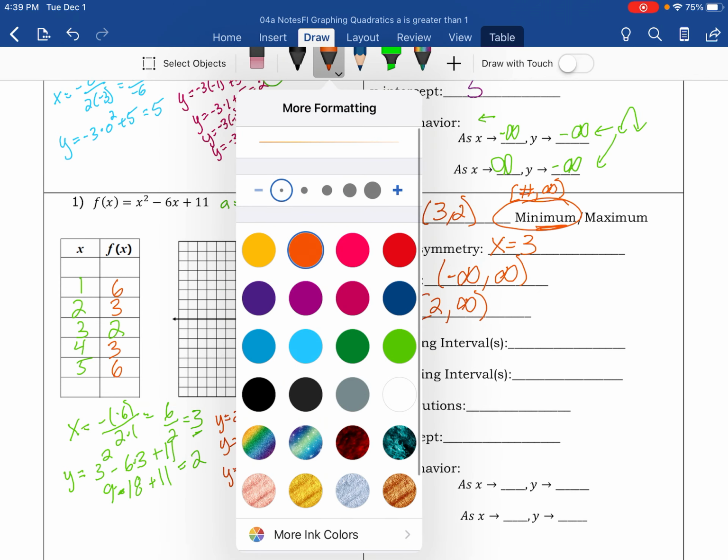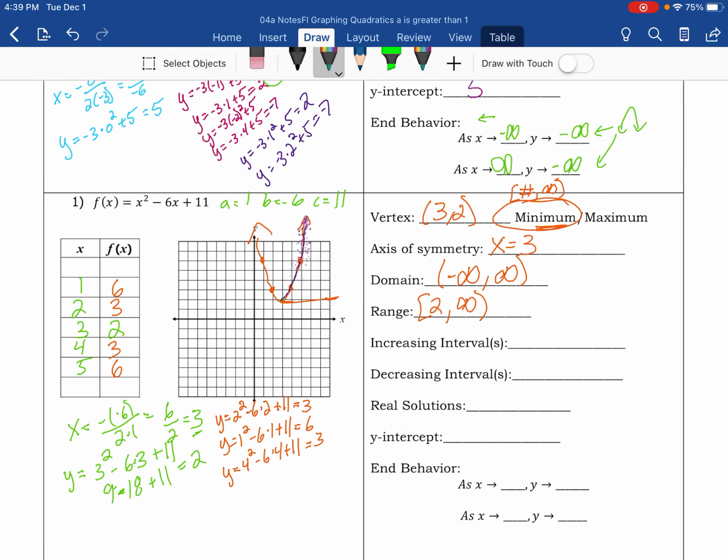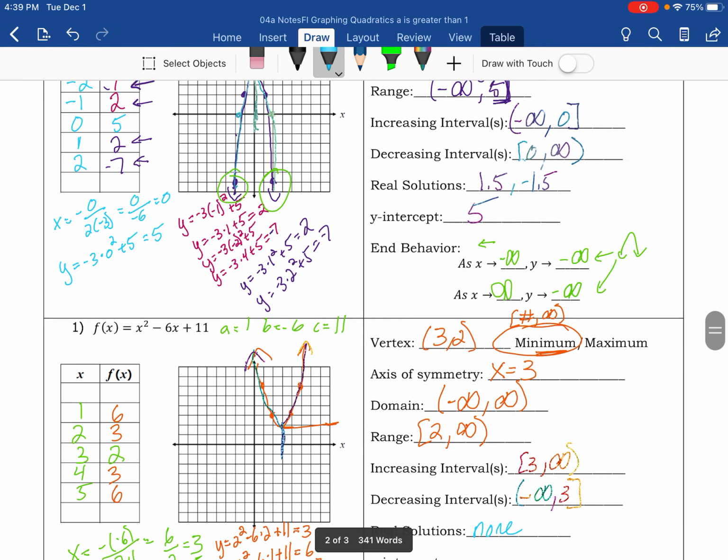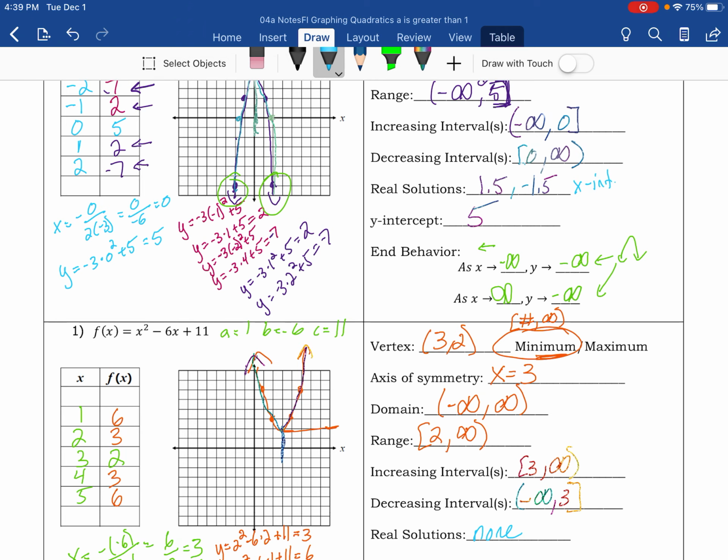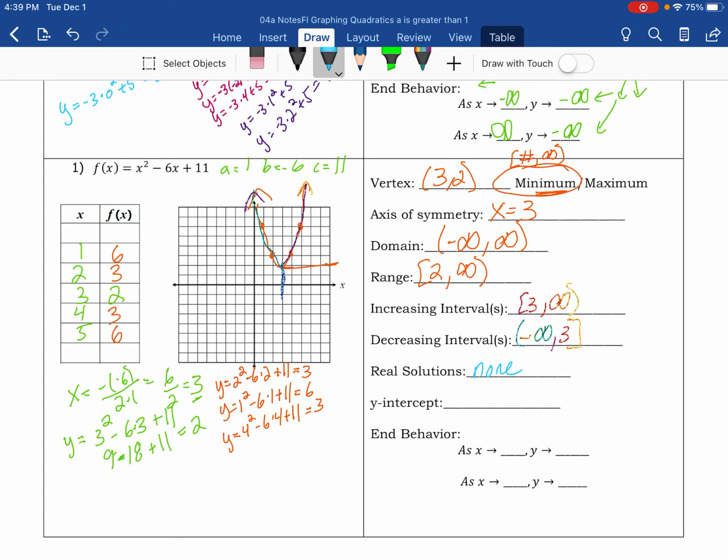My increasing interval: it's increasing from here to here. Where do my x values start? It starts increasing from 3 and keeps going to infinity. Remember, you look at your x values. In your decreasing interval, it starts from the left-hand side, which is negative infinity, and stops decreasing at 3. Then my real solutions, we're going to say none. Those are my x-intercepts. X-intercepts, your zeros, they're all the same thing. None, because it doesn't cross.